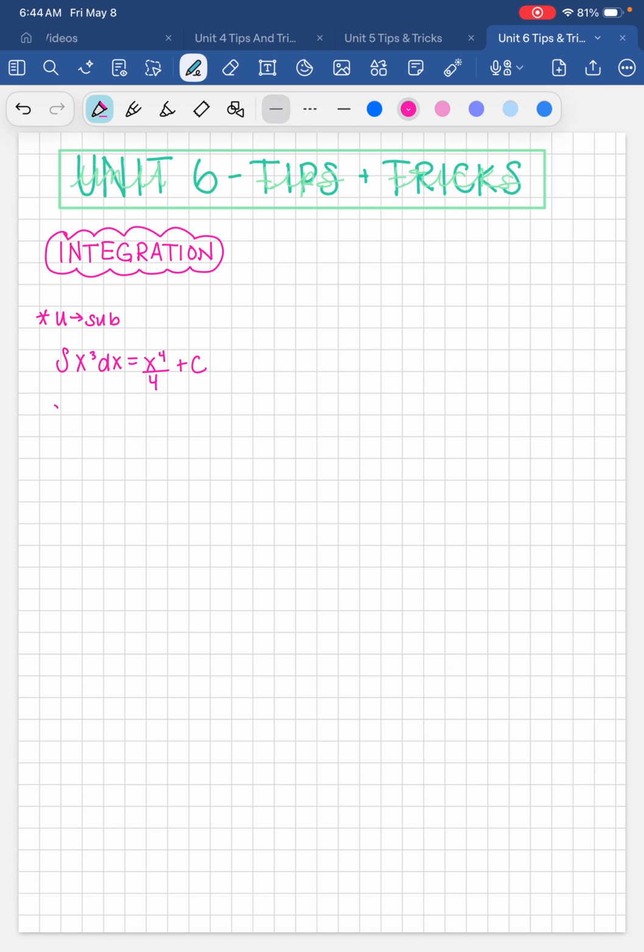This is an indefinite integral that I just did, but something like this would be a definite integral. You add 1 to the power, divide by the new power. You do your bounds, 1 to 2, and you're always going to plug in the upper bound first, okay?